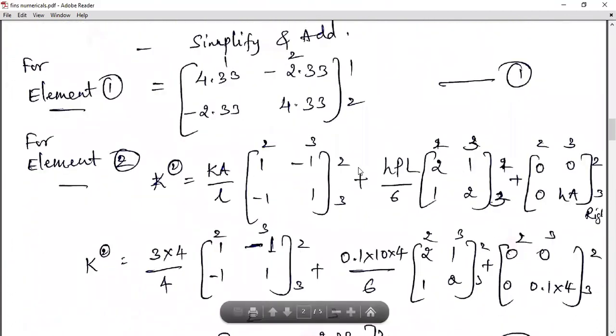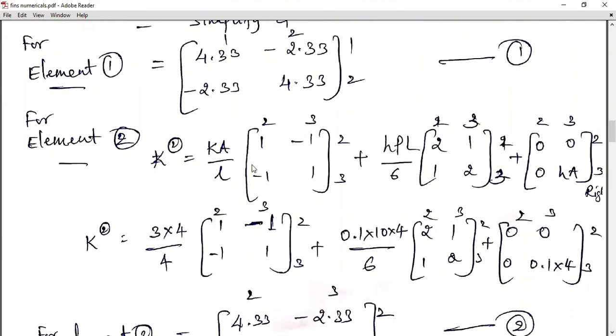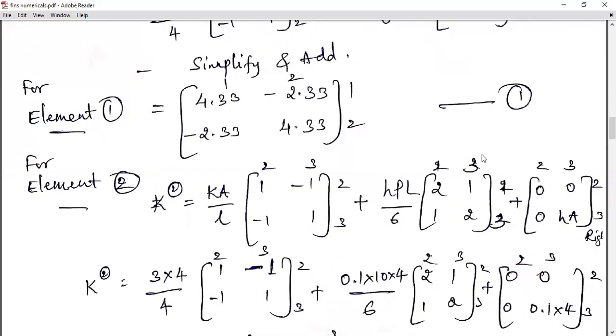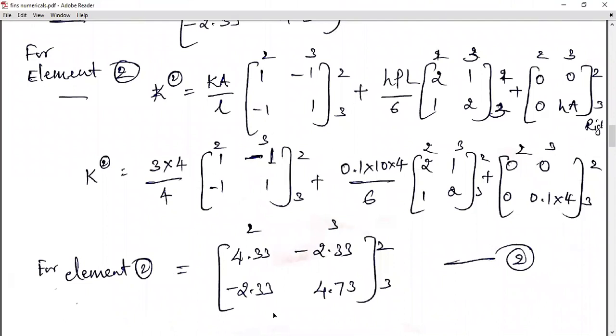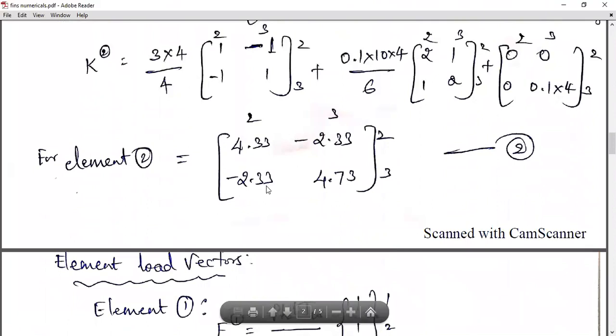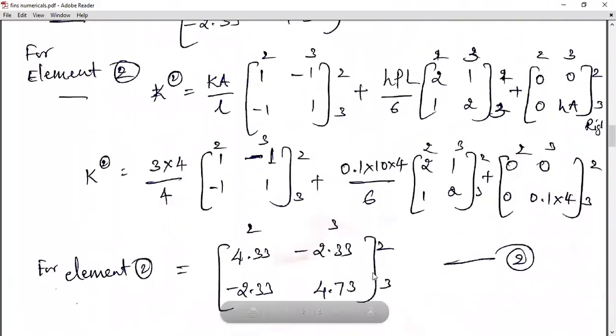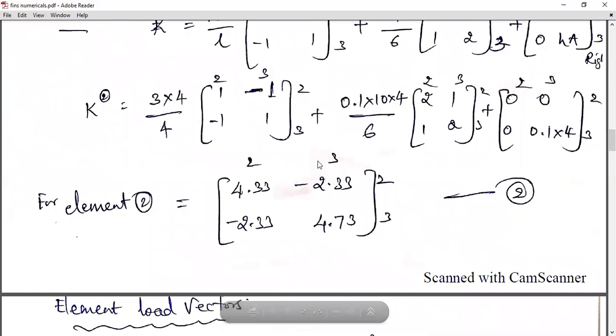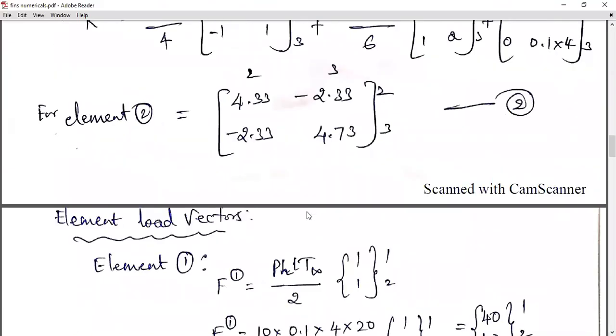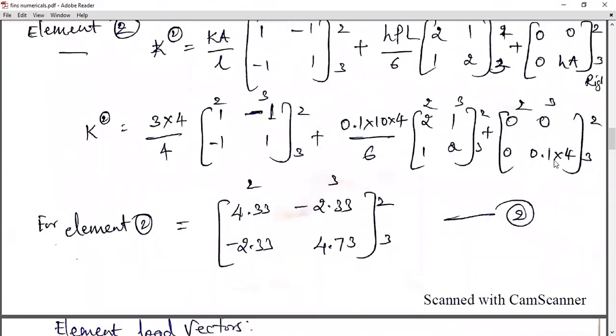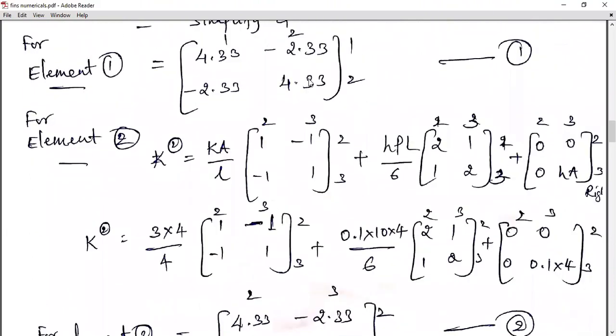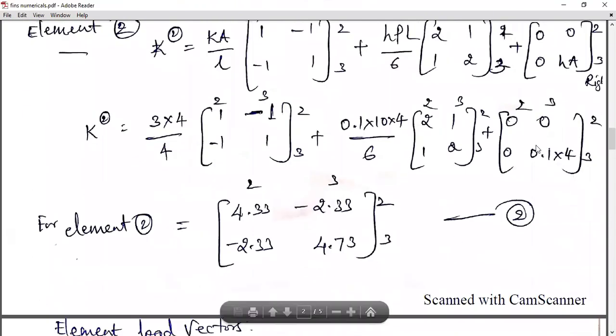So substitute all these values. K is obviously the same conductivity as the previous one; area, L, H, P, L all remain the same. H is again 0.1. Just substitute everything and you get the values 4.33 and minus 2.33, almost identical to the first matrix, but the node numbering is 2 3 here, while here it is 1 2. It's exactly identical, same values. This does not have much significance in the final results. Yes, you have 4.33 here, you have 4.73 here. This is a very important term which is contributing to this small increase in the value.